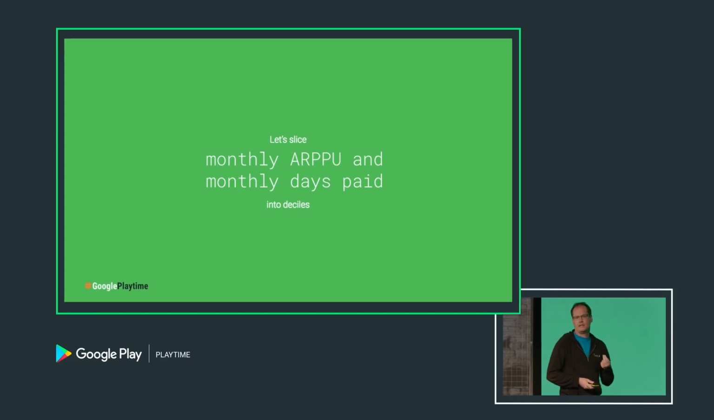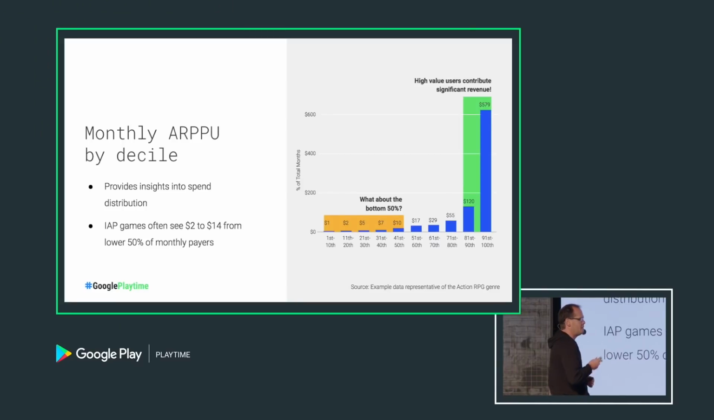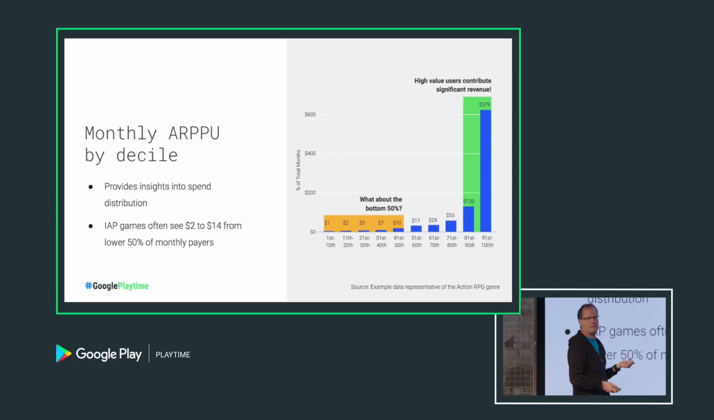One of the ways I like to look at it is taking monthly ARPU, average revenue per paying user, and the number of unique days users are paying in a month. And what I like to do is slice it into deciles. For anybody who's not familiar with a decile, effectively we take all the payers in a month and put them into 10 buckets. People who paid the most go in the first bucket, people who paid the second most go in the second bucket, and so on.